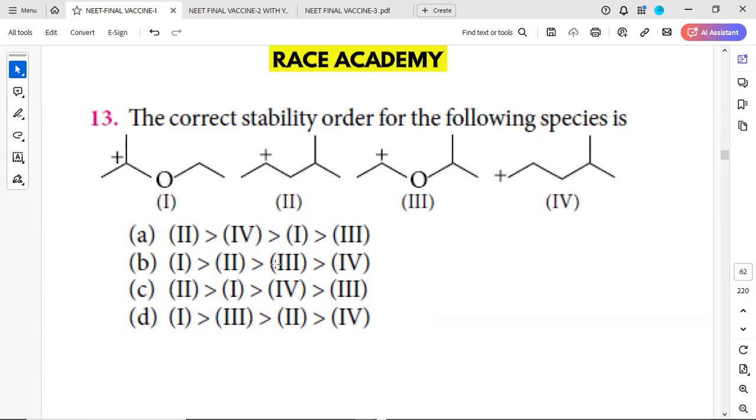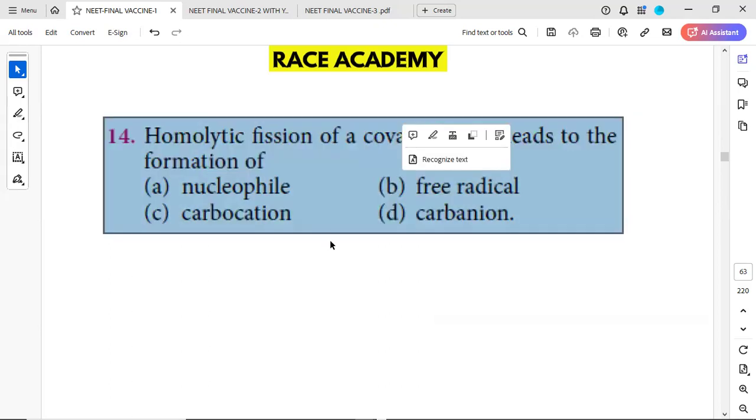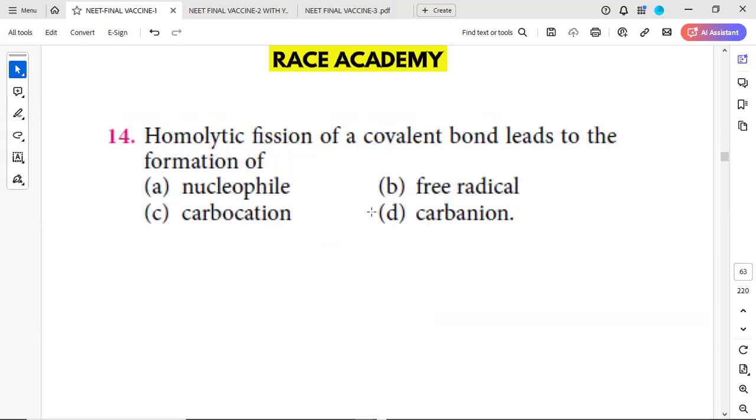Okay, let's move on to the next question. Homolytic fission of a covalent bond leads to the formation of... We are very clear about that. Homolytic fission means the bond is shared equally. Equally, the covalent bond splits, and the atoms joined in this bond will equally share the electrons, one electron each. It means it is a free radical formation. Free radical formation is the answer for this one.